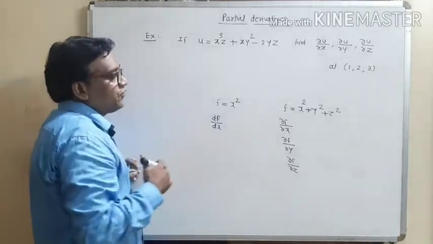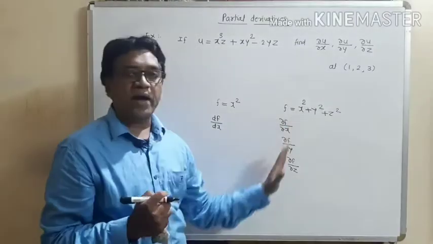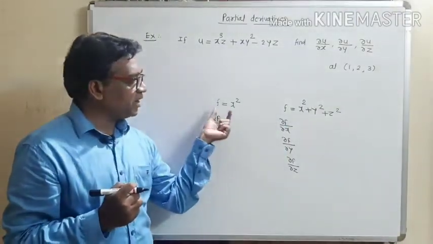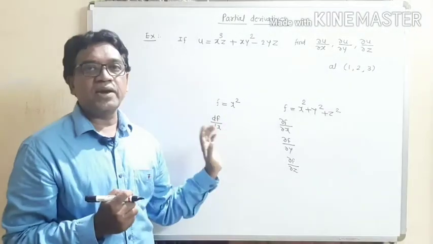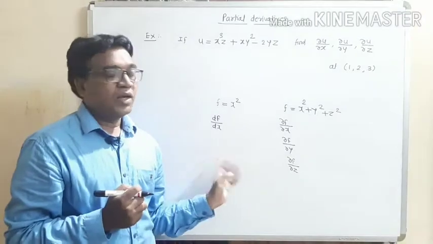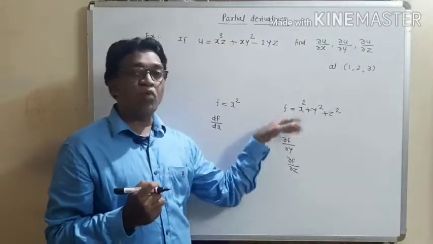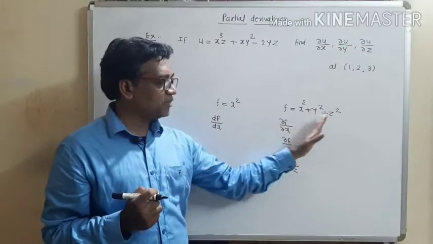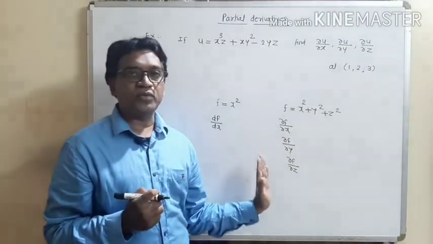So see, this is the difference between the simple derivative and the partial derivative. What is the difference? If f contains just one variable, then it is the simple derivative df by dx. If f contains more than one variable, then it is the partial derivative with respect to x, with respect to y, and with respect to z.